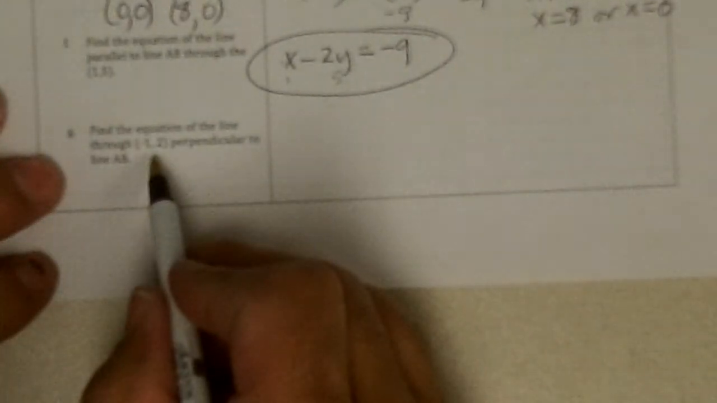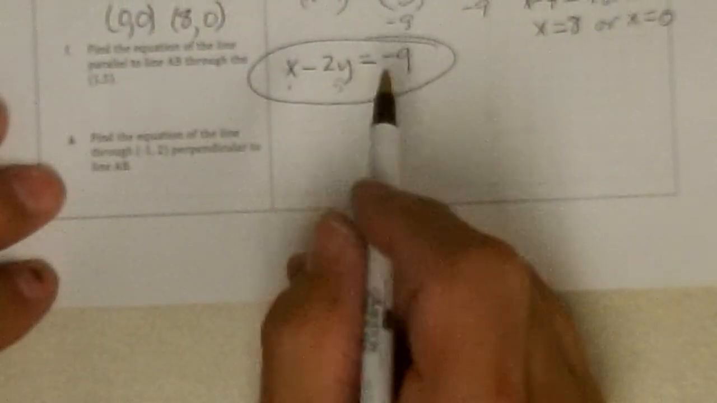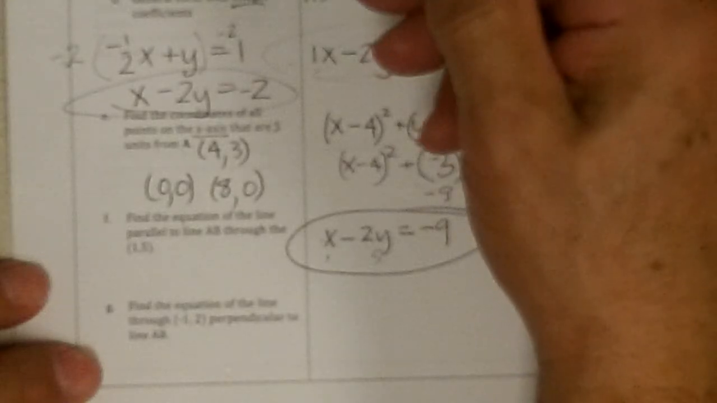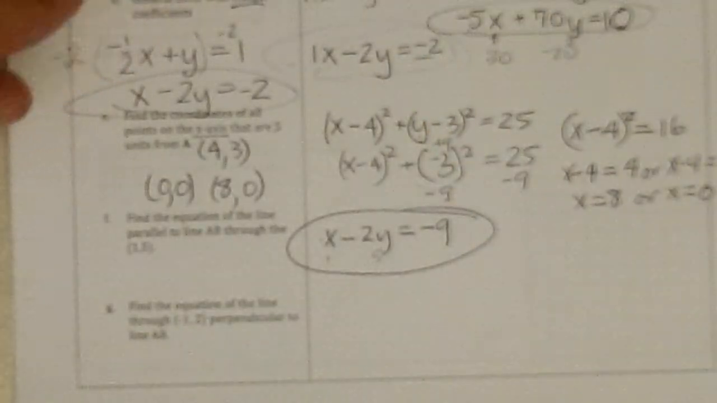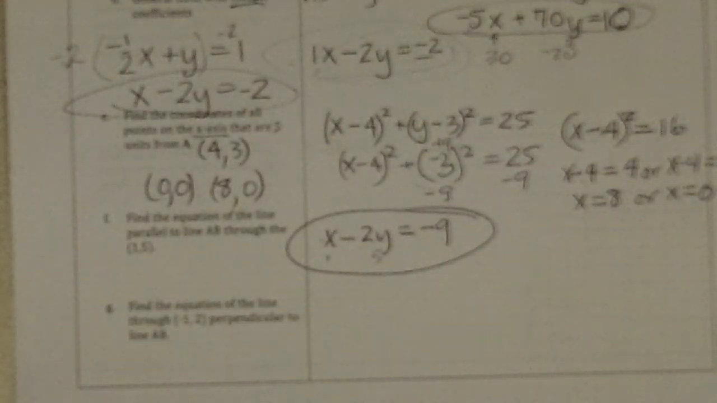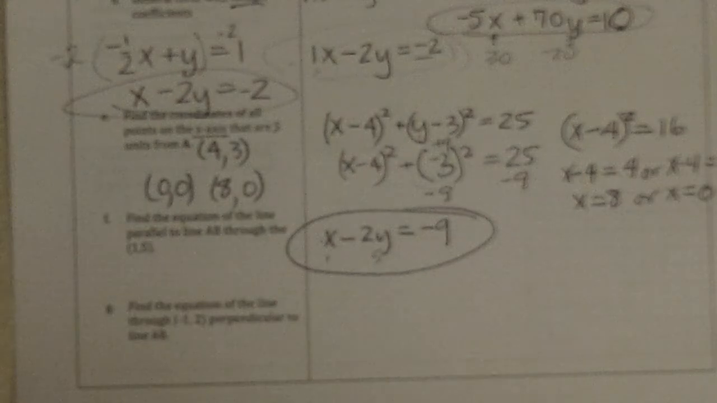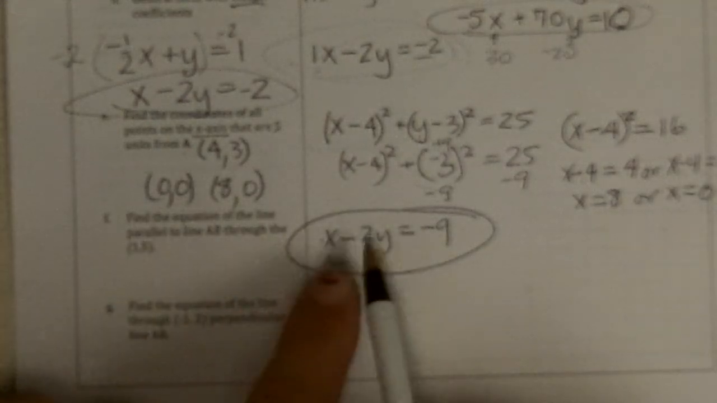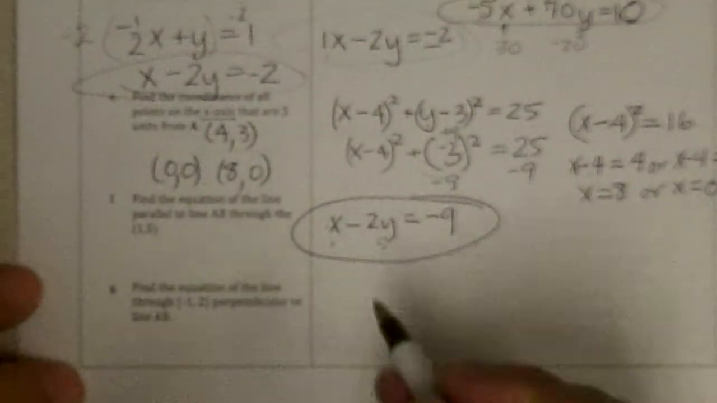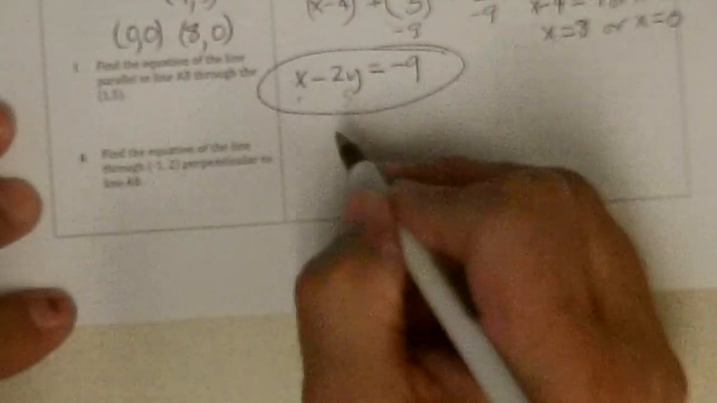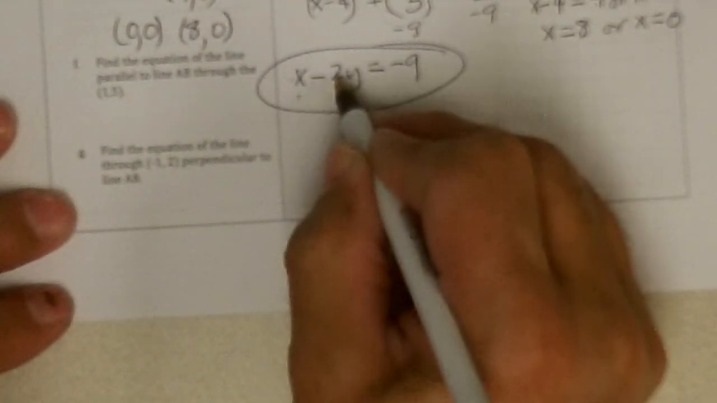Perpendicular. So that's where you either flip the slope and change it to negative, or swap the coefficients and change the sign. So I'm going to do this one just because you're not as familiar with it.